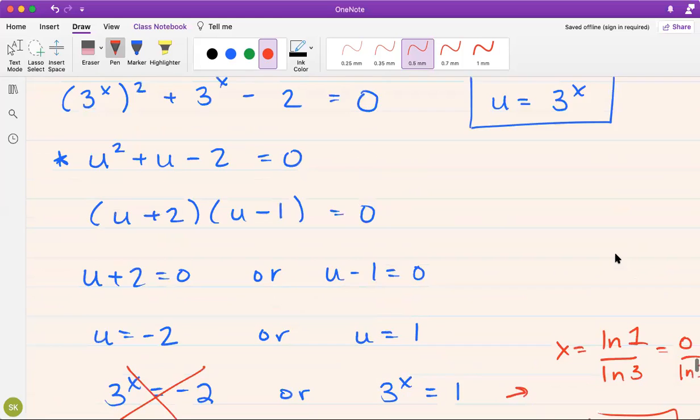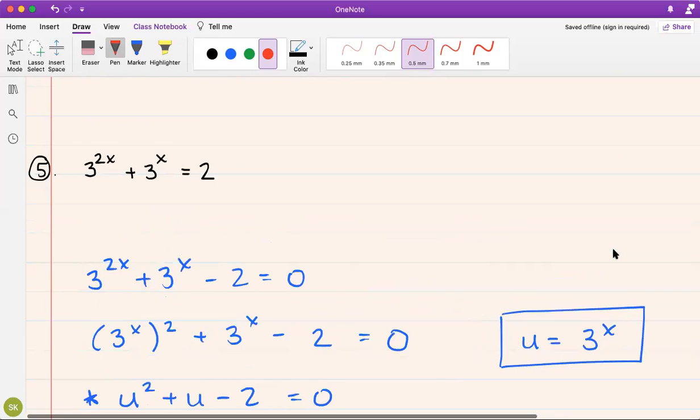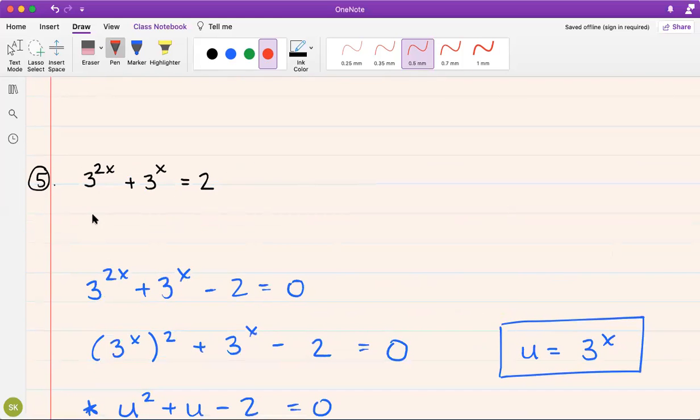Let's double check. So let's go back to the original problem. What happens if I put a 0? I get 3 to the 2 times 0 plus 3 to the 0. Is that equal to 2? Well, this will be 1 and this will be 1 and we'll get 2.